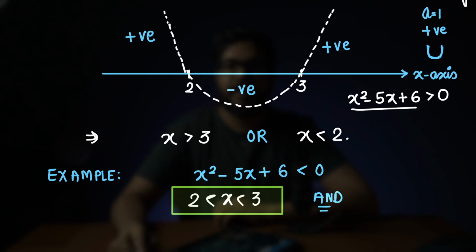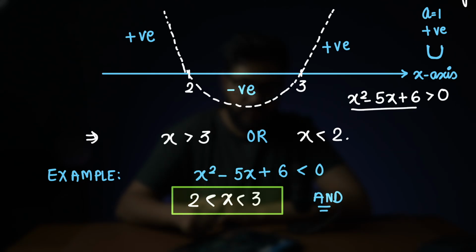So in the last two examples, we had the same parabola, same roots, just a different sign of inequality. That's why the graph is important. It's not a choice, it's going to be our method. Let's discuss one more example based on this topic.